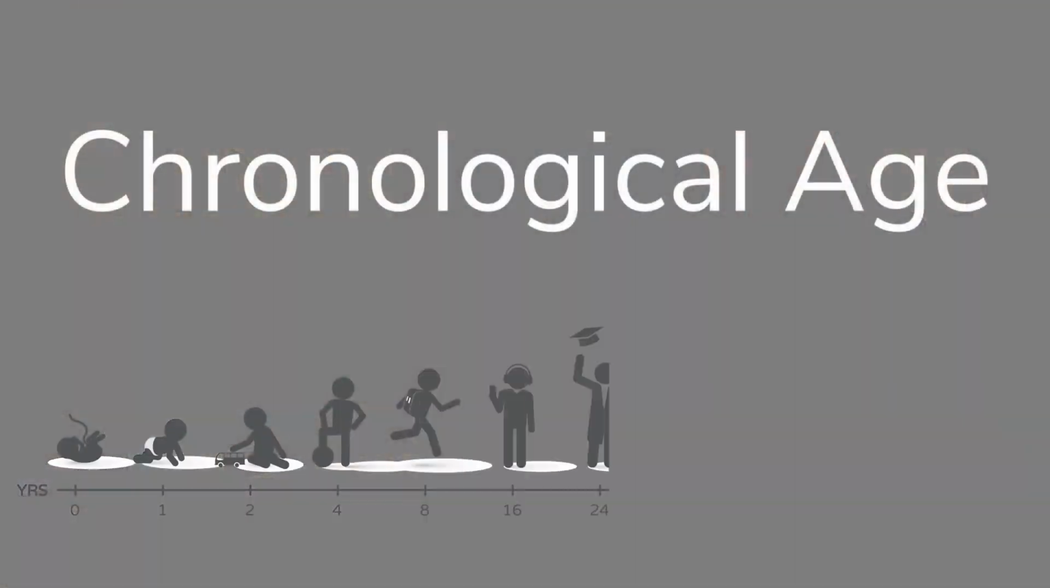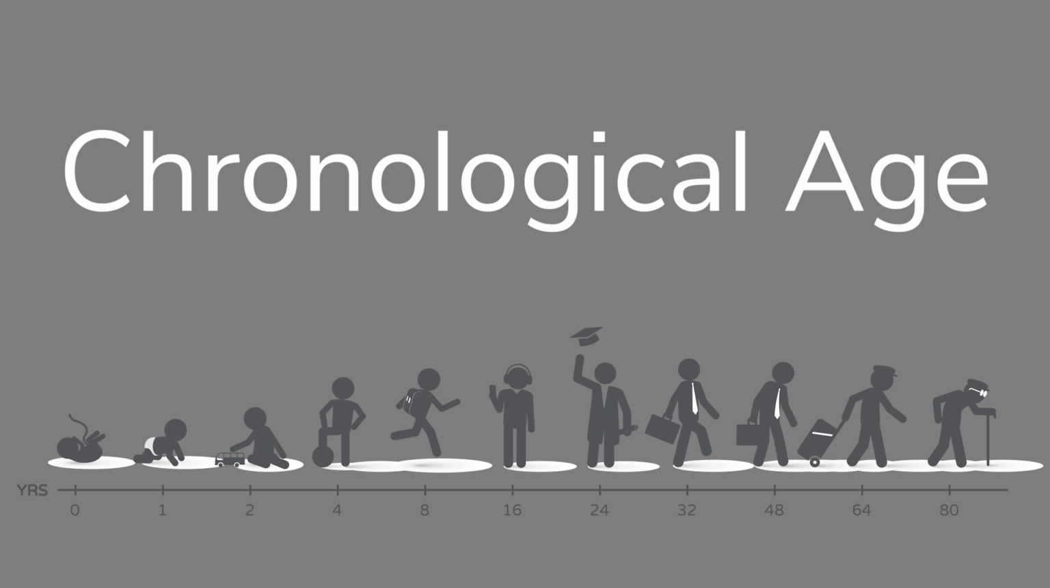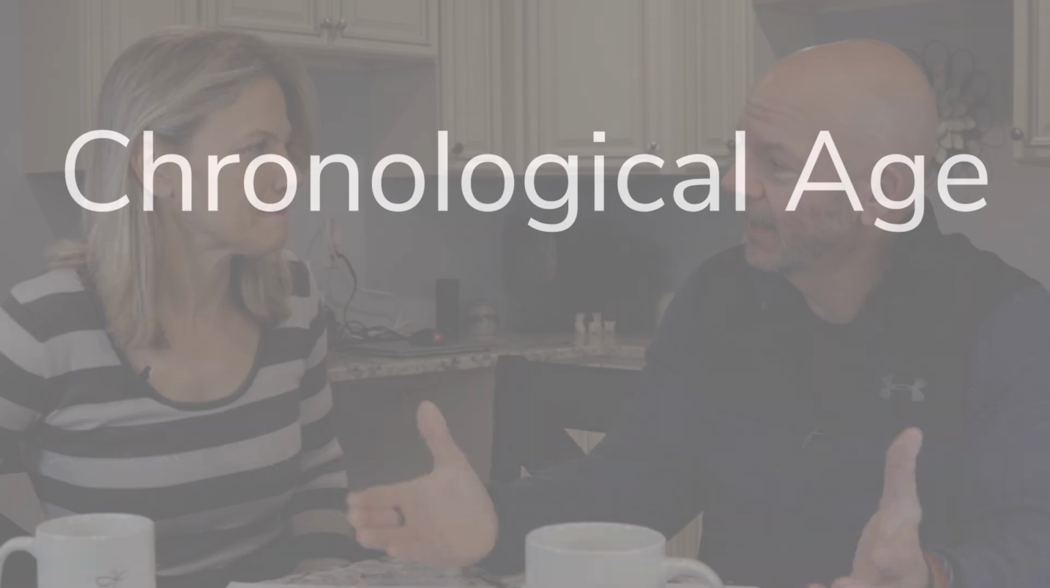So, biological age versus chronological age. Everybody knows what chronological age is, that is the years that you've been alive. Interesting fact, I know somebody who was born on February 29th. He's actually only 17 years old at this point in time. Yeah, that's right. But biological age is something different. That actually looks at kind of how we are aging.